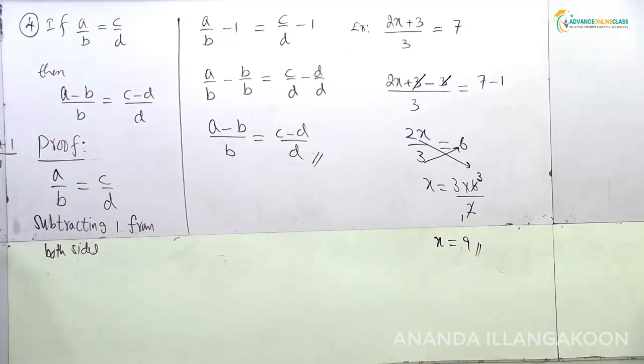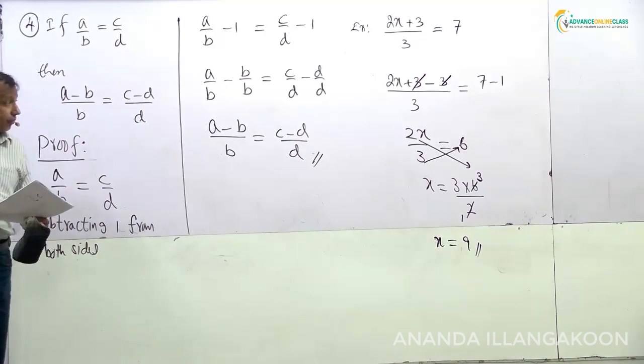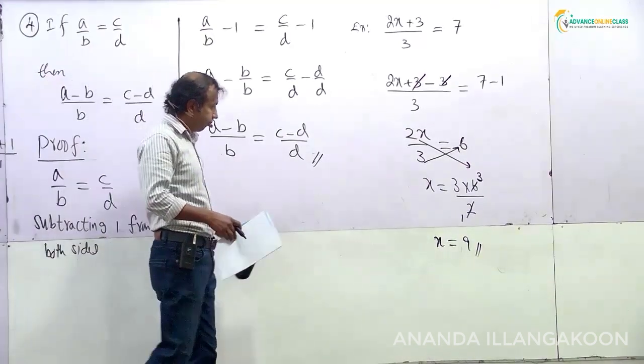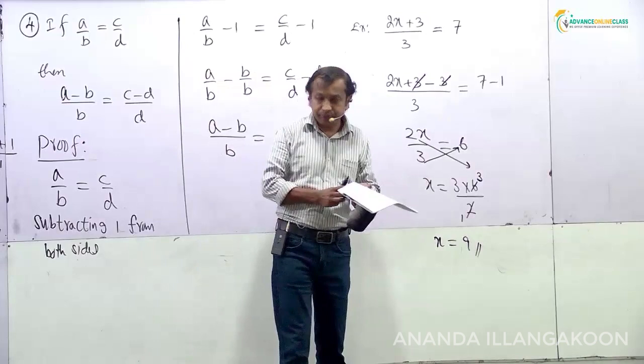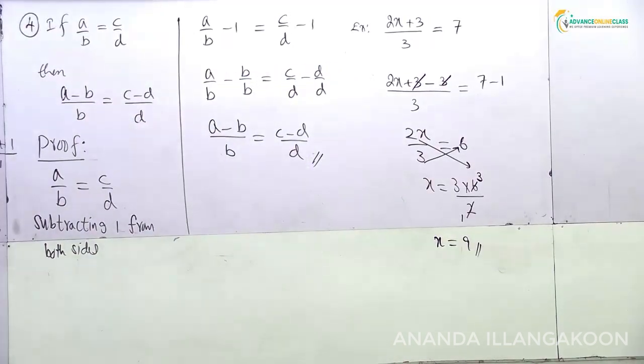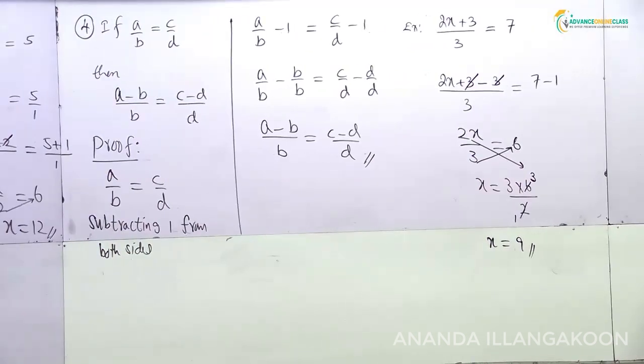People, the next one, the last property, right? The last one. Right. We'll come to the last one. Number 5. Fifth one.